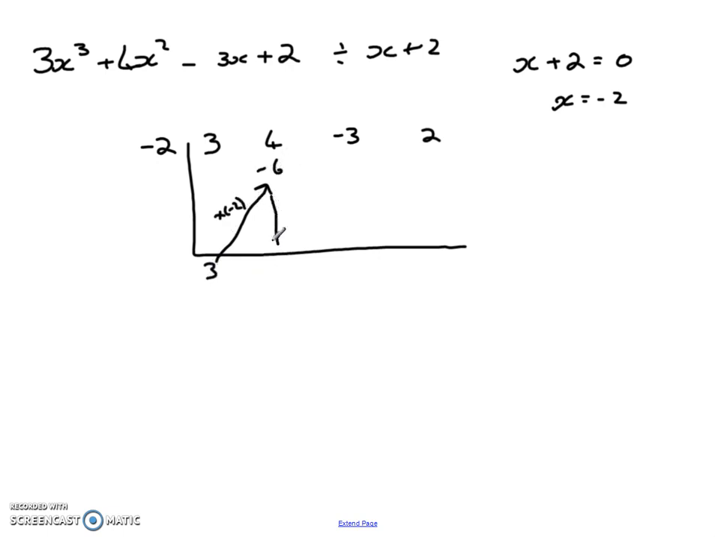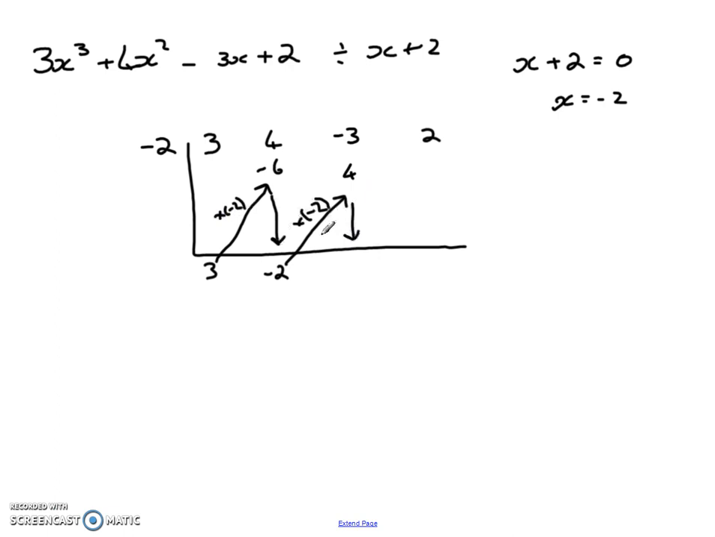I then want to go back outside the table, so I go down. But when you're going down, you have to sum up the values in your column. So 4 plus negative 6 gives me negative 2. I then repeat it again. I take the negative 2 back into the table, and again, this line means multiply by the factor outside. So negative 2 times negative 2 gives me 4. And again, take it back outside the table.